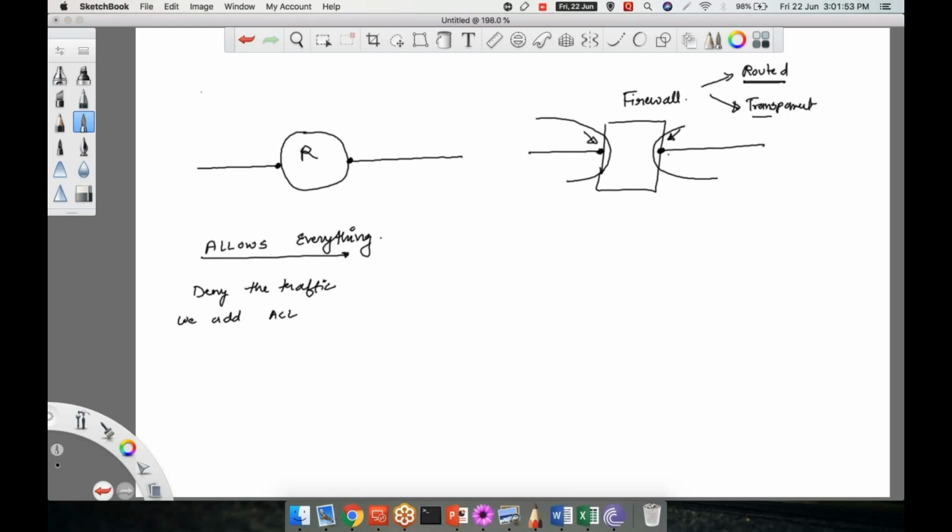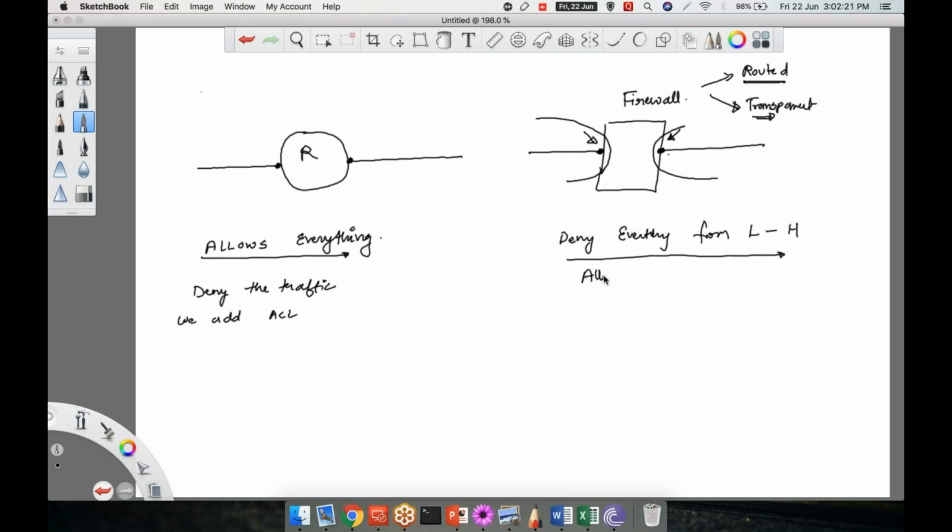When we talk about transparent mode, it doesn't require an IP. It's like a switch in between. It acts as a layer 2 device over there. So right now, I'm talking with respect to the router. By default, a firewall denies everything from a lower security level to a higher security level. This is the basic difference between a router and a firewall.